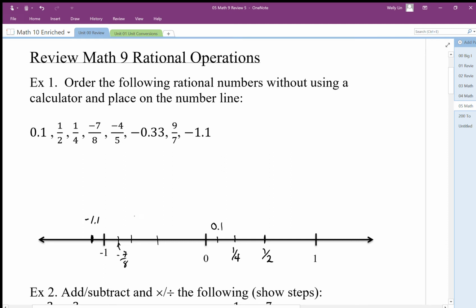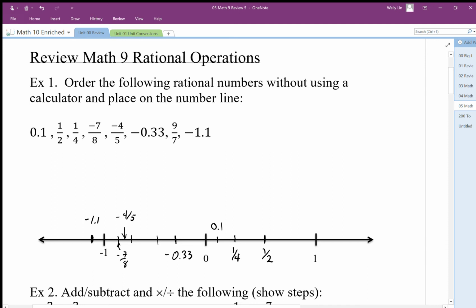Negative 4/5 is going to be just to this side of that. So it's going to be somewhere between 6/8 and 7/8. Okay, so it's going to be somewhere about here. So negative 4/5. Negative 0.33, we have to think of what is equivalent to negative 1/3. Okay, so negative 1/3, probably somewhere around there. Okay, so negative 0.33.